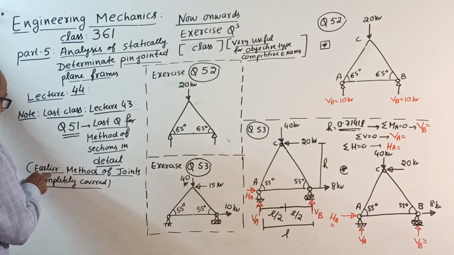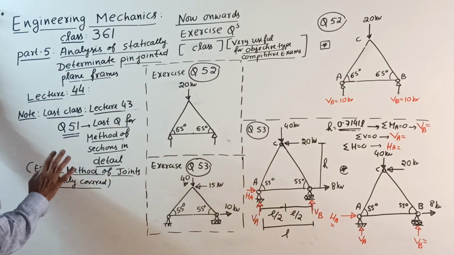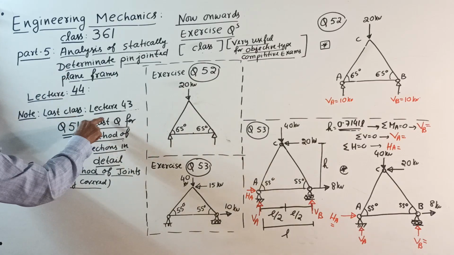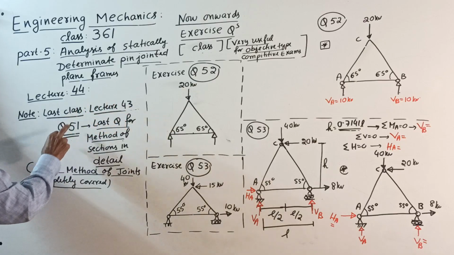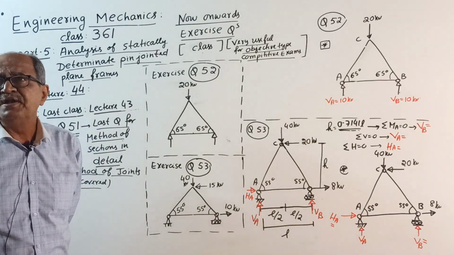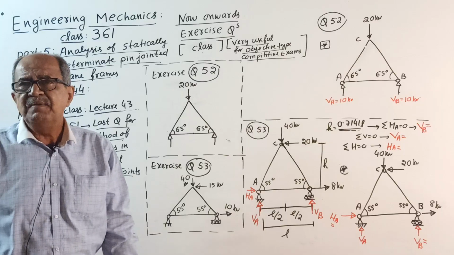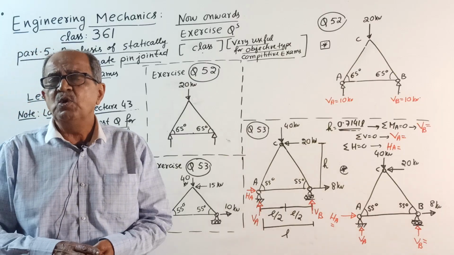And note, before that, method of joints was completely covered. So with the last class, lecture 43 with question 51, analysis of pin-jointed plane frames by both method of joints and method of sections is completely over.